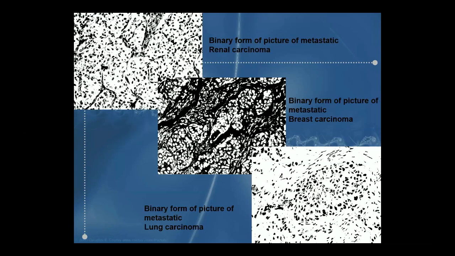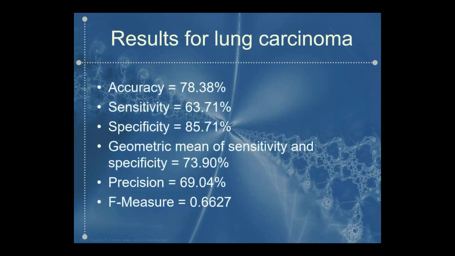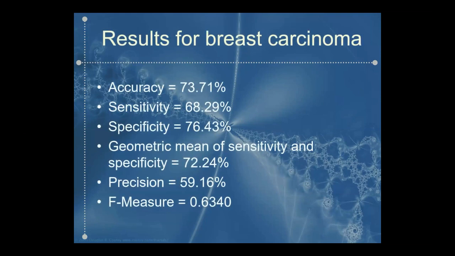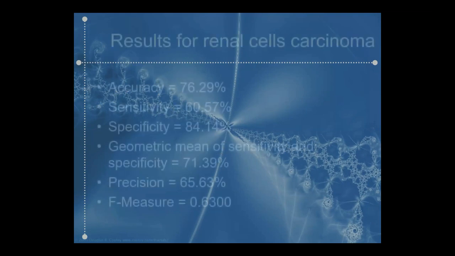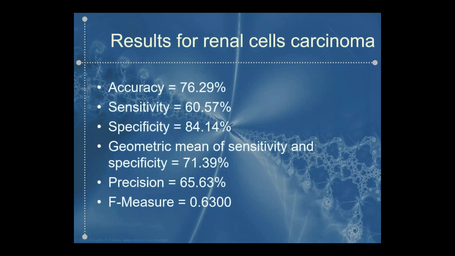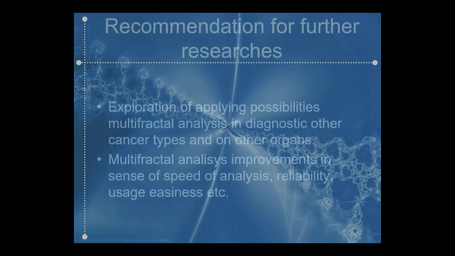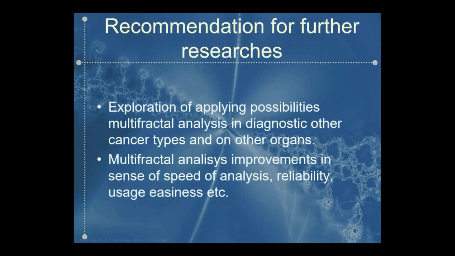Okay. It needed to be first in binary form. These are results for the lung primary carcinoma, accuracy over 78%. For breast over 73, and for renal over 76. If you consider there are 3 groups, by default it is 33%, so these were very good results.